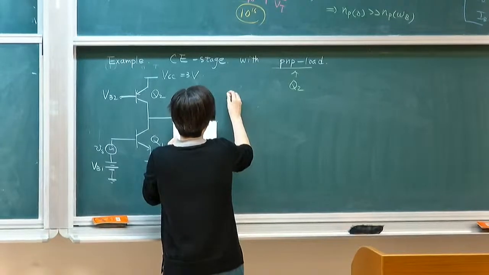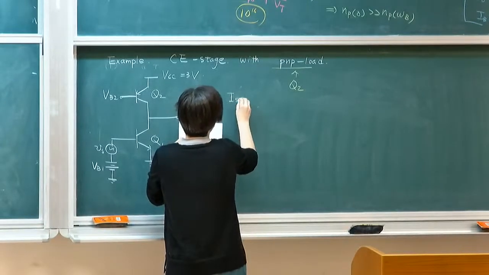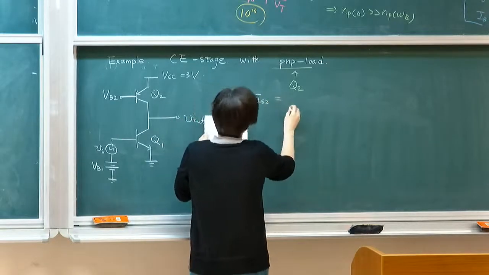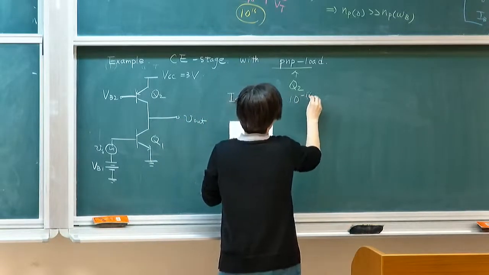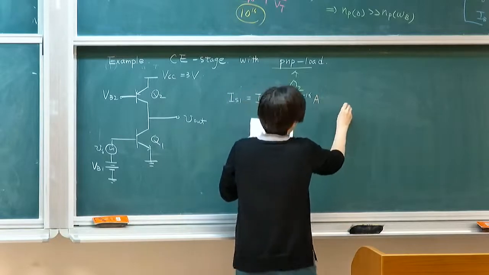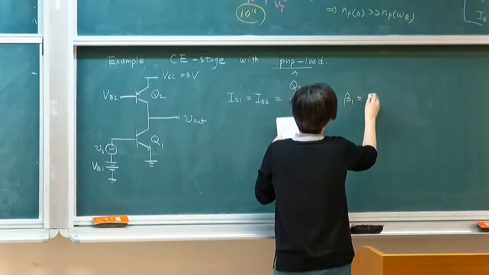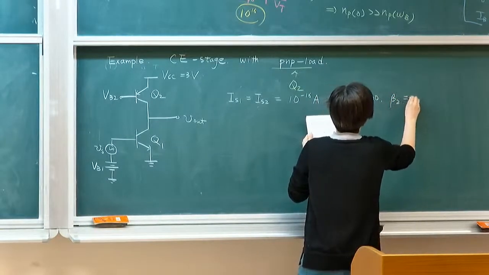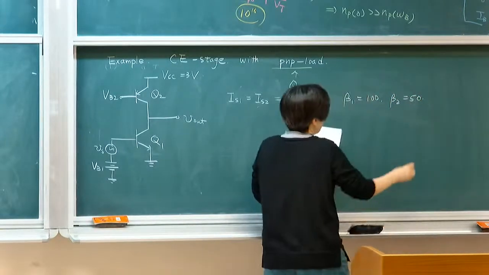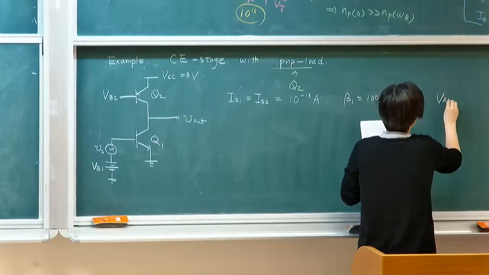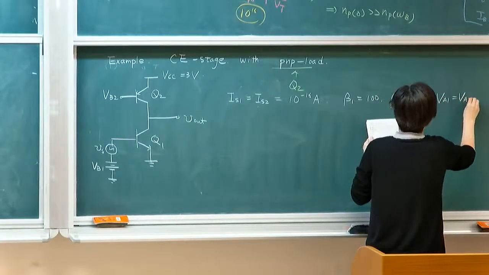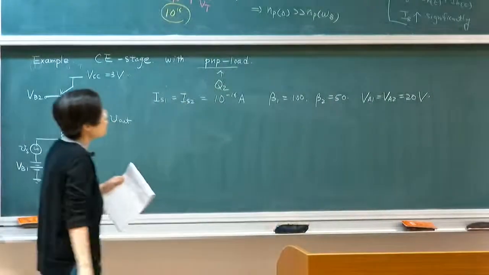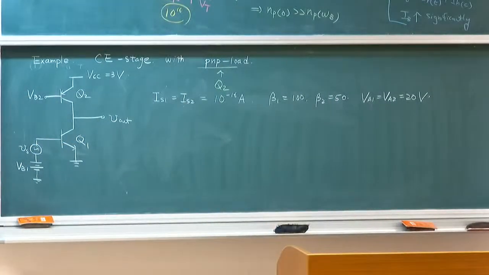But then, how does one analyze this problem? So, let's give some device parameters. IS1 equals IS2. These are two transistors. We're assuming that they have the same IS. And beta 1 for Q1 is 100. Beta 2 is 50. And I have early voltage VA1, VA2 equals 20 volts. So these are the device parameters we use for this circuit.